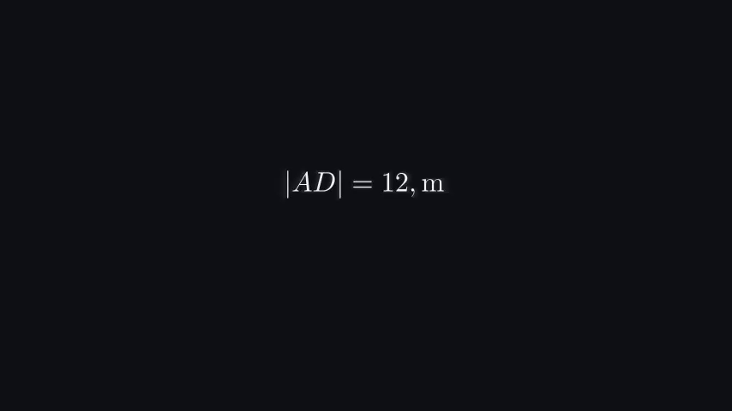Length of AD equals 12 m. Length of DC equals 60 m. Length of AB equals 60 m. Length of BT equals h.